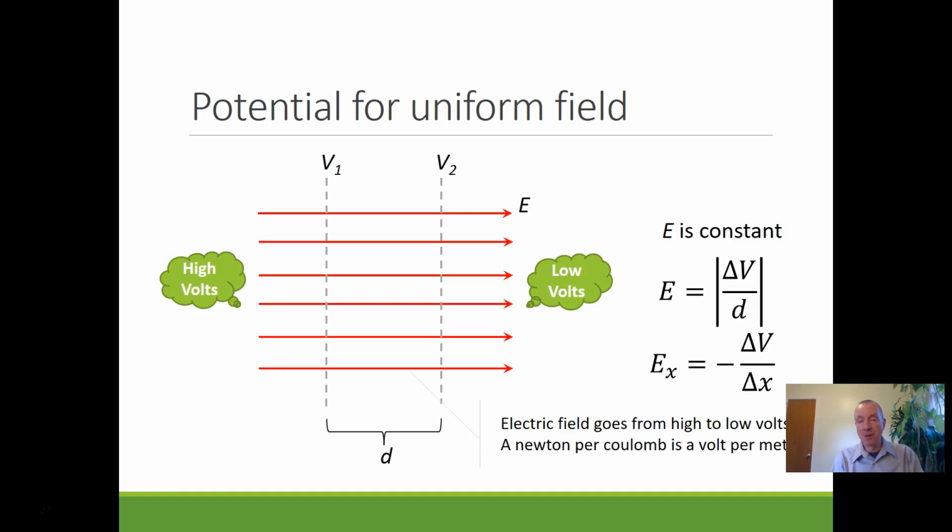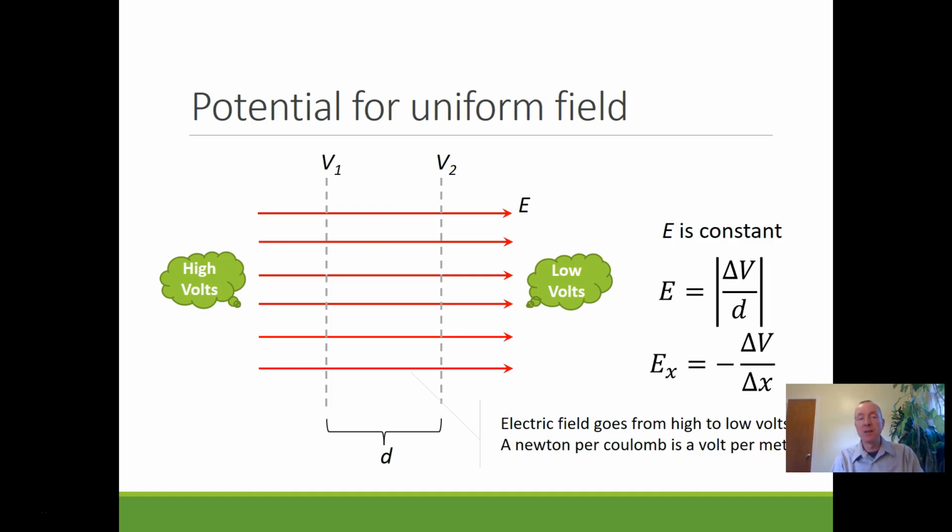For uniform fields, we get the result that if electric field is constant, essentially the change in volts happens when you travel with the electric field. We get an interesting result that a Newton per coulomb actually is a volt per meter.